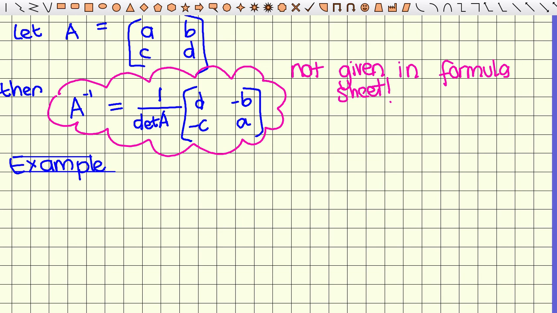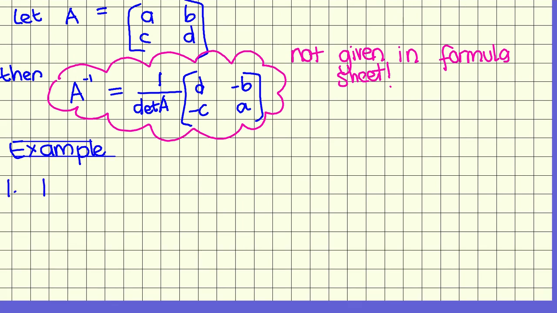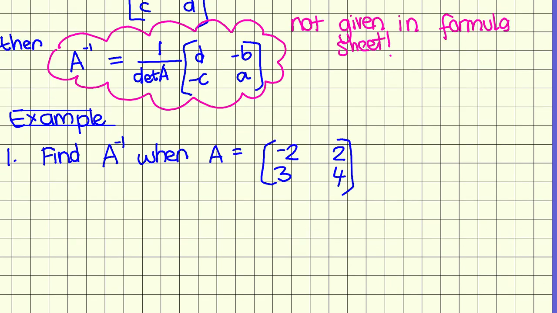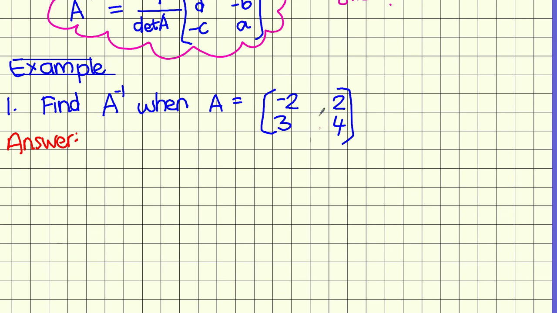Okay, so number 1. Find the inverse of A, so A to the power of minus 1, when A equals minus 2, 2, 3, 4. First of all, let's do a wee check. I've got a 2 by 2 matrix, good, it's a square matrix. We're going to find the inverse of this.